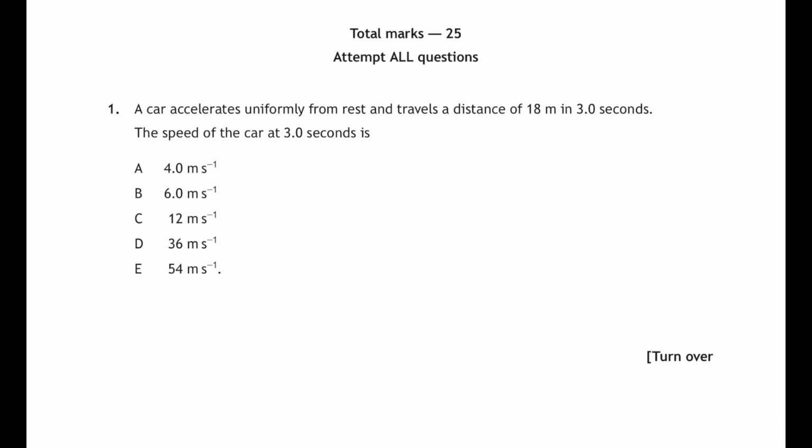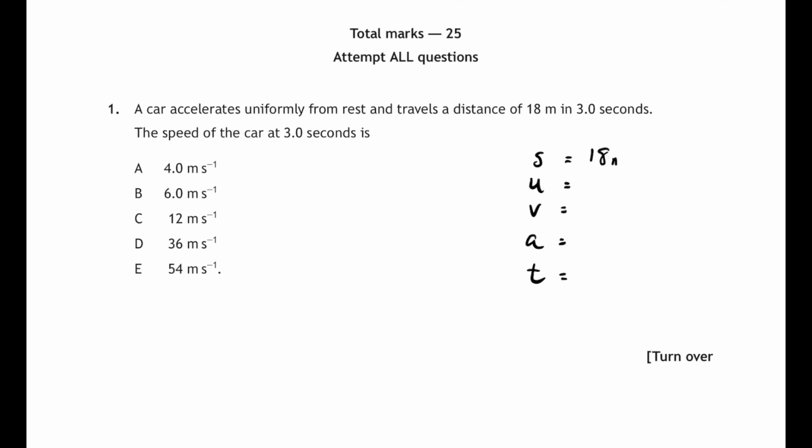Question 1. A car accelerates uniformly from rest and travels a distance of 18 metres in 3 seconds, and we have to determine the speed of the car at 3 seconds. So it's an equations of motion question. Let's write down the 5 possible variables that we have here, S, U, V, A and T, and we'll fill in the numbers that were given in the question.